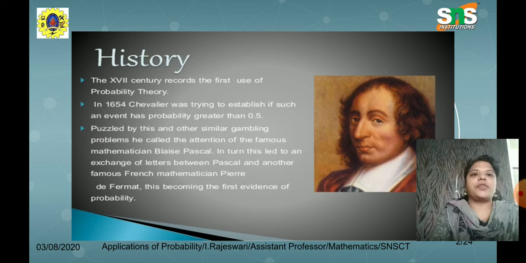In 1654, Chevalier was trying to establish if such an event has probability greater than 0.5. Puzzled by this and other similar gambling problems, he called the attention of the famous mathematician Blaise Pascal. In turn, this led to an exchange of letters between Pascal and another famous French mathematician, Pierre de Fermat, this becoming the first evidence of probability.